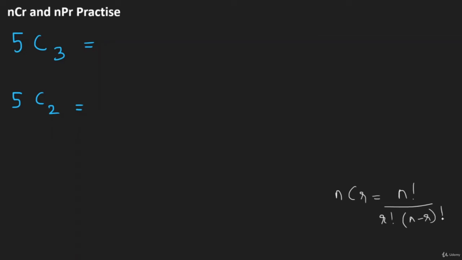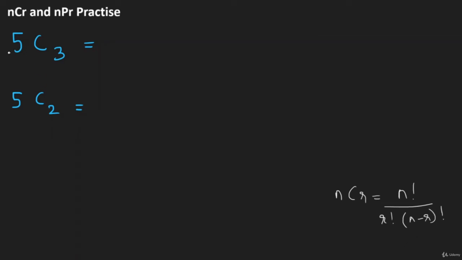In this video, let's practice calculating NCR and NPR. Alright, let's start with calculating 5C3 and 5C2. Remember, NCR is equal to n factorial divided by r factorial into n minus r factorial, right?